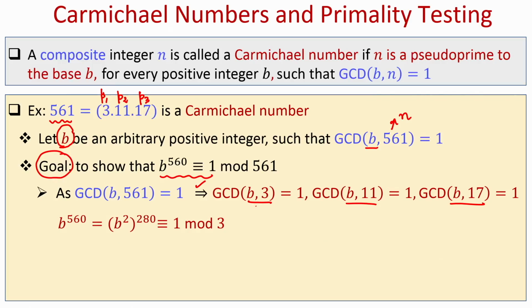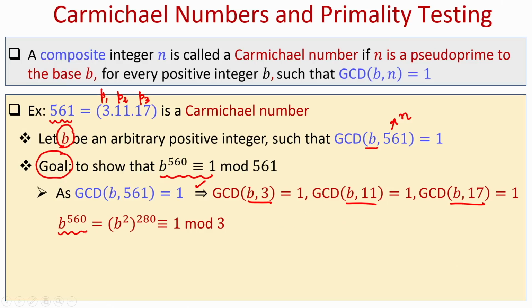Now, since b is co-prime to 3, b is co-prime to 11 and b is co-prime to 17, I can do the following. I can rewrite b to the power 560, and my goal was to show that b to the power 560 is congruent to 1. So, b to the power 560 I can rewrite as b square and then whole raised to power 280.